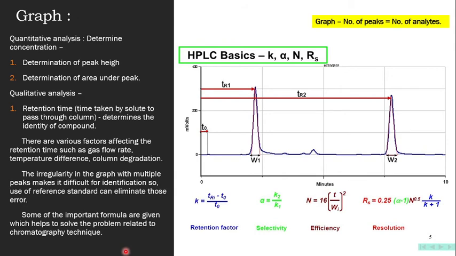There are various factors affecting the retention time, such as gas flow rate, temperature difference, column degradation, etc. The irregularities in the graph with multiple peaks make it difficult for identification. So, use of a reference standard can eliminate those errors and help us with better observation. Some important formulas are also given, which help us to solve problems related to the chromatographic technique.